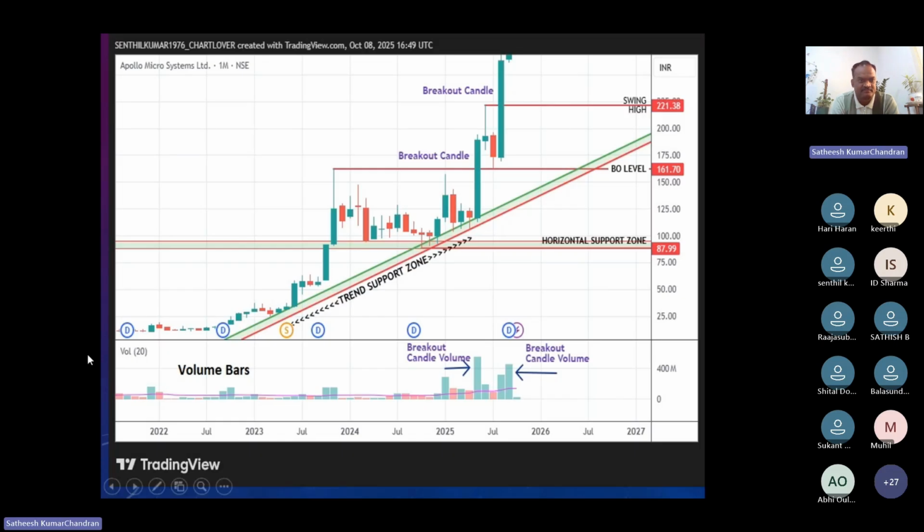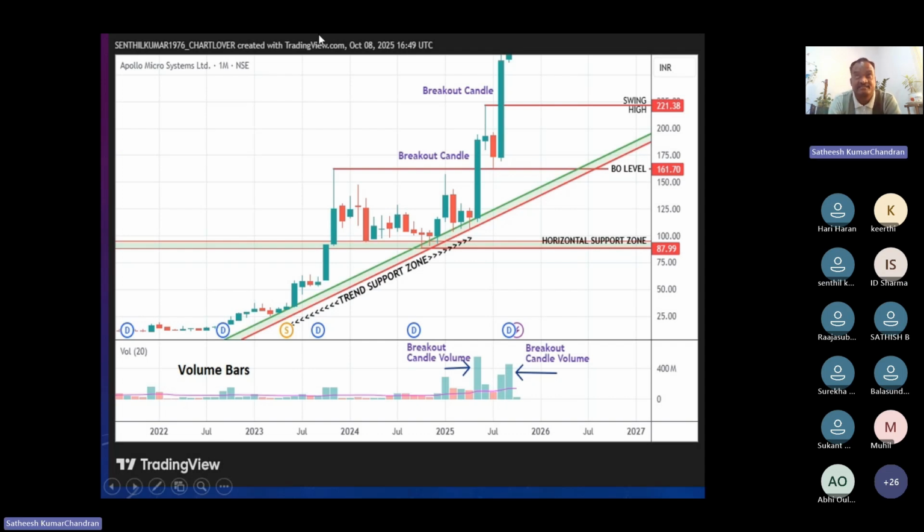See the chart of Apollo Microsystems. In 2023, it was trading at rupees almost 25 to 30. And then candles kept forming green, green, green, green till 2024. And then price consolidation, a horizontal support zone is there from 2023 to mid of 2025. See the price support level, the horizontal support zone. That means too few sellers, too many buyers.